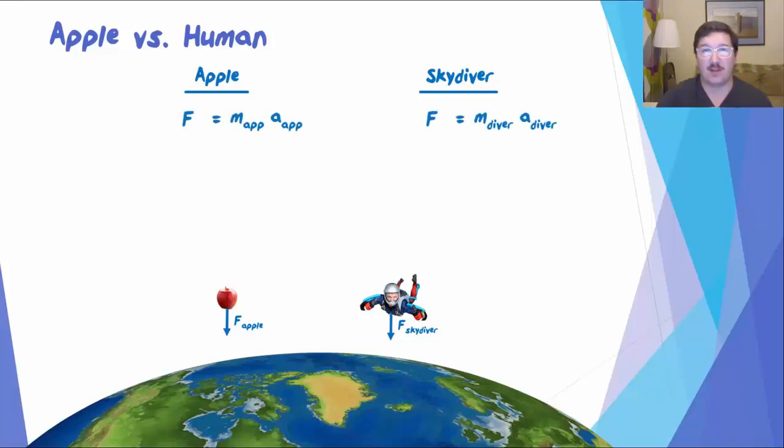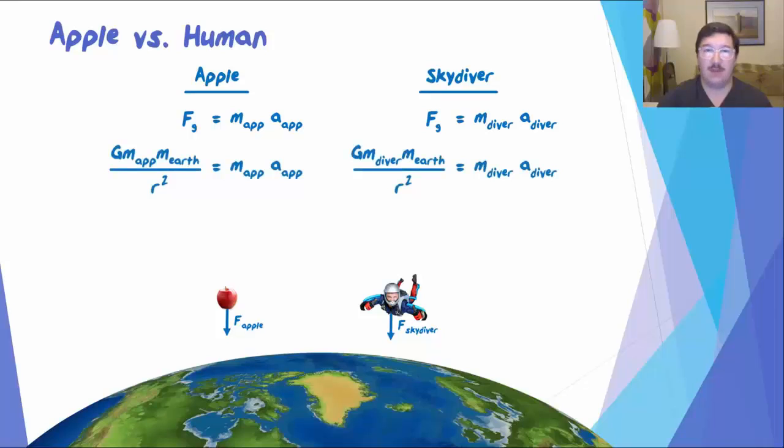So for any object, the force that they feel is equal to the product of their mass and acceleration. In this case, we know that the force these objects are feeling is the force of gravity. We also know how to calculate the force of gravity, right? Big G times the mass of the object times the mass of the Earth divided by the distance between the objects and the Earth squared.